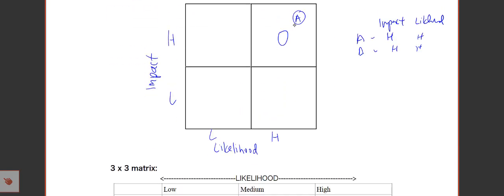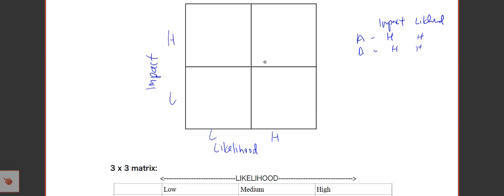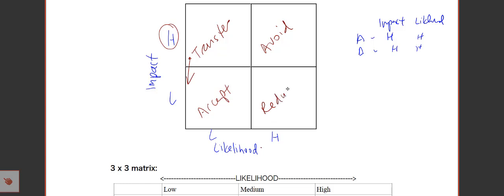If I come back to this risk map again, usually we will suggest that for anything where the impact is low and likelihood is low, we can accept. Where the impact and likelihood are both high, we should avoid. When the impact is high, we should transfer the risk so that the impact goes down. If the likelihood is high, we should reduce the risk so that the likelihood goes down. That's how TARA comes into the picture.